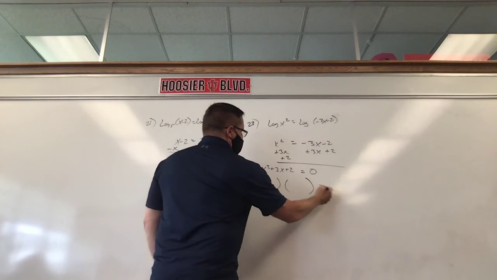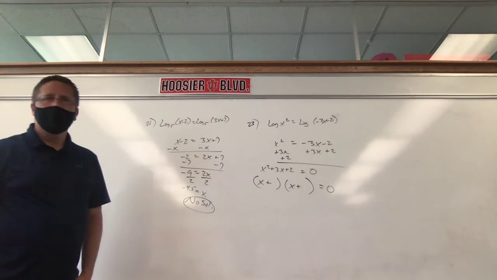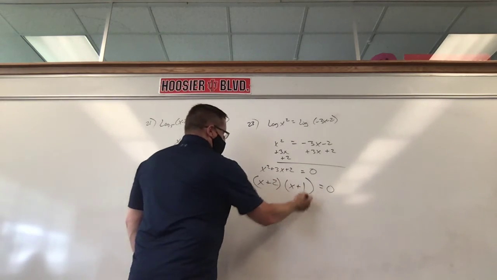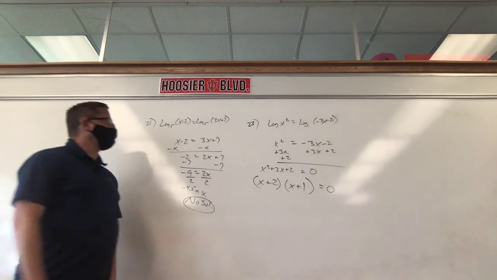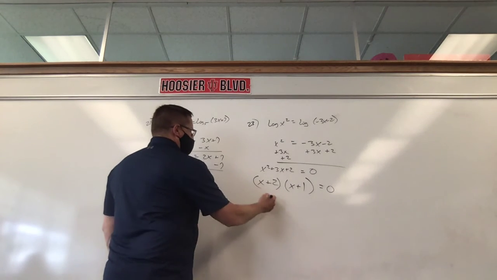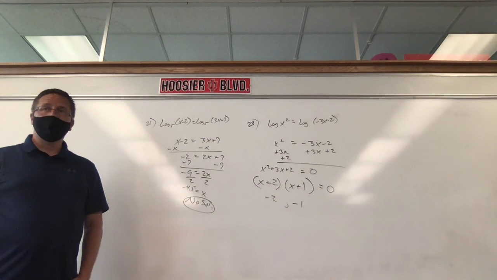This is an easy one to factor. X and x, no negatives. There's only one way to times to get 2. Does that work? They don't just times to 2. They add to 3. What does it look like our answers are? Did you guys catch what I said there? What does it look like our answers are?